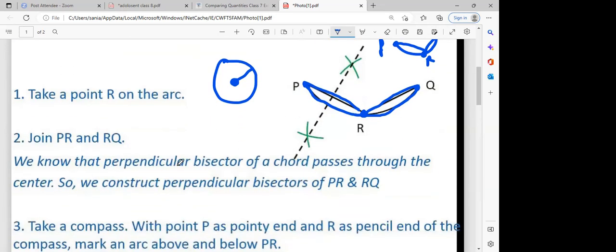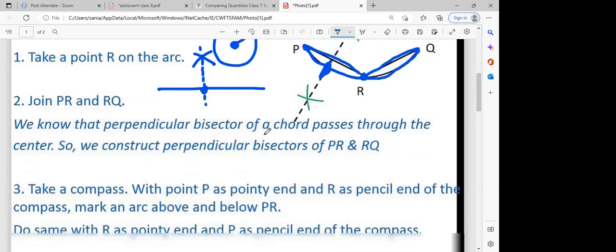Now we know that the perpendicular bisector of a chord passes through the center, so we construct the perpendicular bisector of this. Whenever you have a line and we make a perpendicular bisector like this, it means the perpendicular bisector is dividing the line into two equal parts, right? And you get the center. Yes, ma'am. So now what we are going to do is take this PR, and then we are going to draw the perpendicular bisector. So you got a point here.